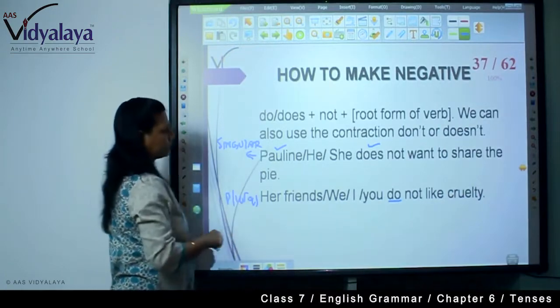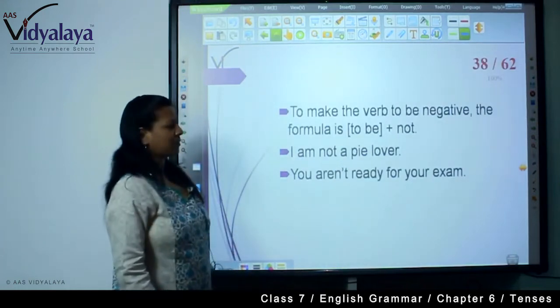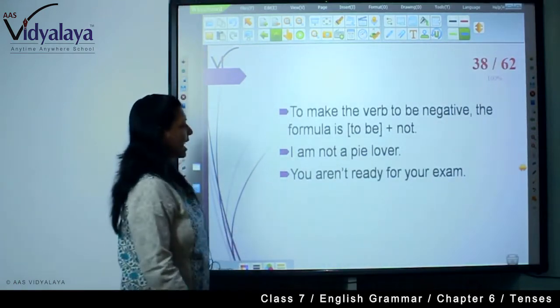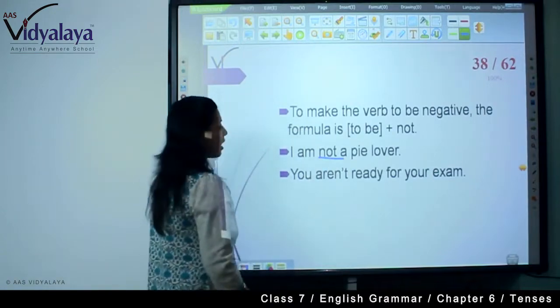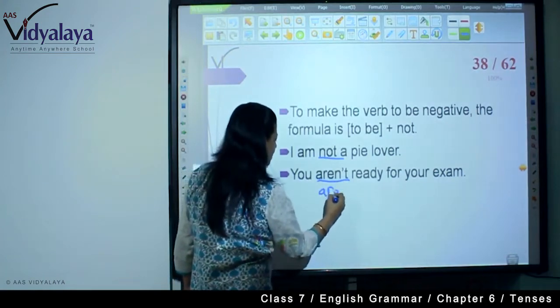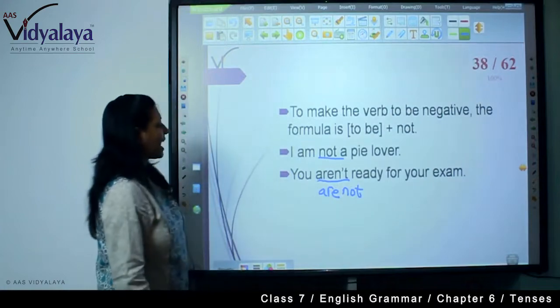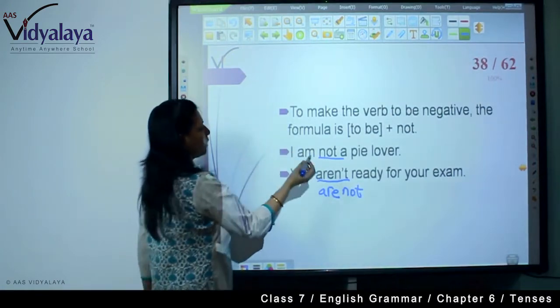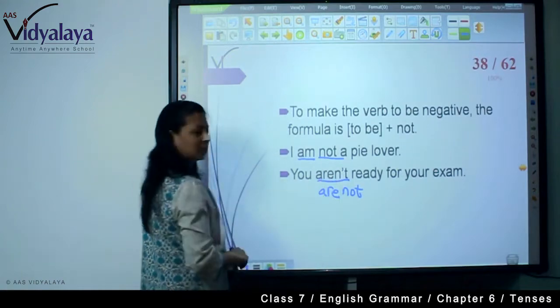And these are plural. Now, to make the verb to be negative, the formula is to be plus not. I am not a pie lover. You aren't ready, aren't is are not. Right? I am not, so for the verb to be, the formula is to be plus not. Here, see, to be plus not.